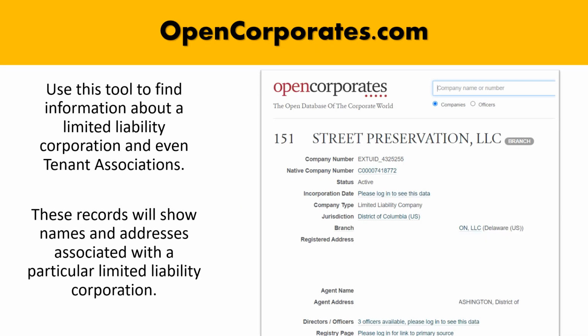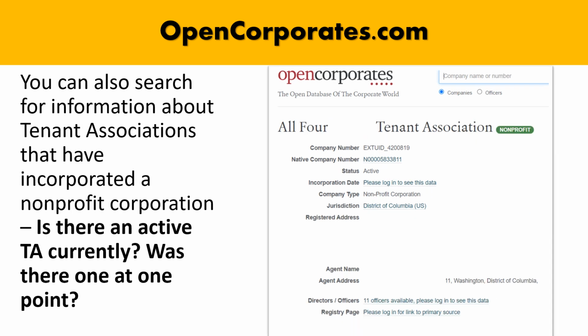OpenCorporates.com. Use this tool to find information about a limited liability corporation, or LLC, and even a tenant association. These records will show names and addresses associated with a particular LLC. You can also search for information about tenant associations that have incorporated a nonprofit corporation. Is there an active tenant association currently at the building, or was there one at one point?